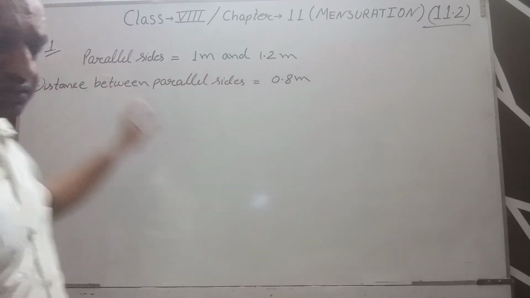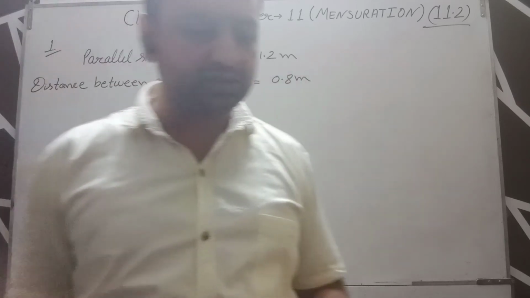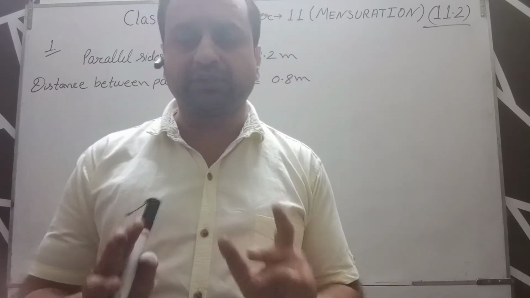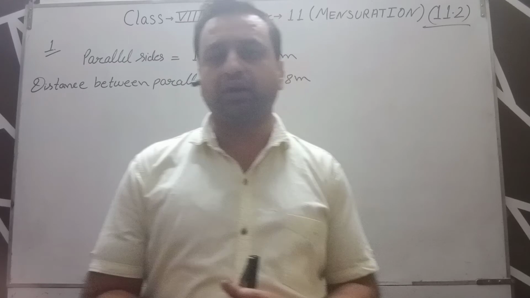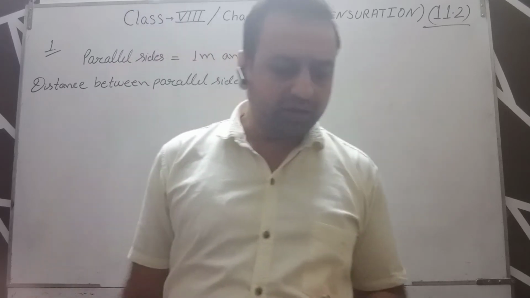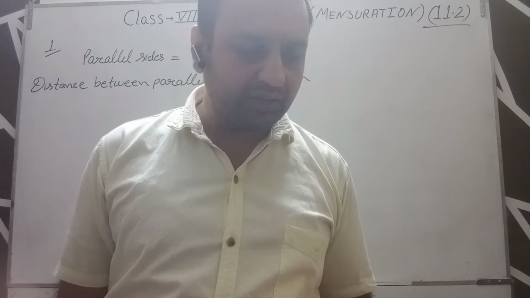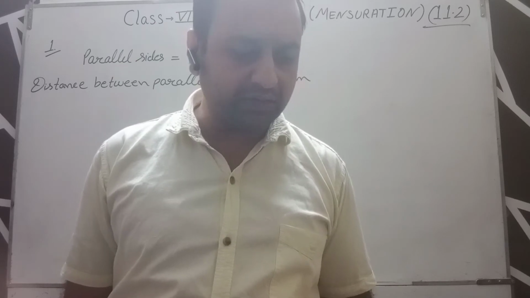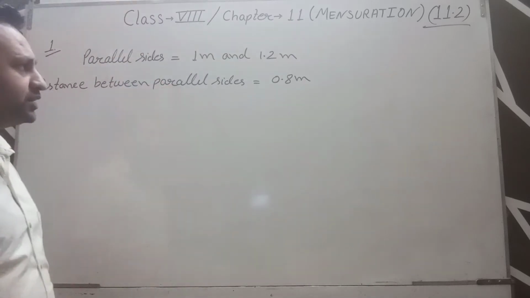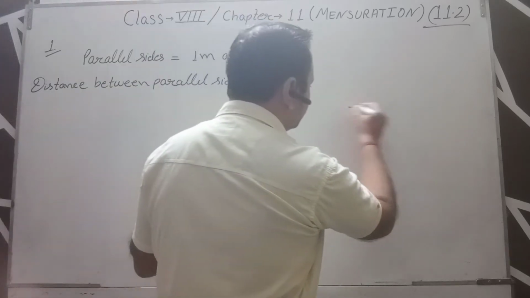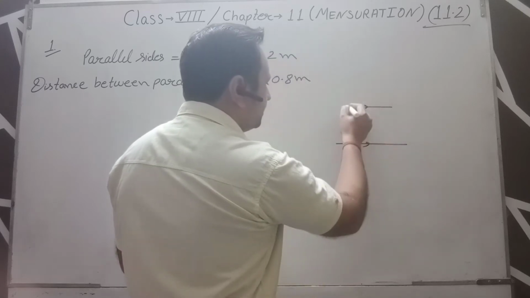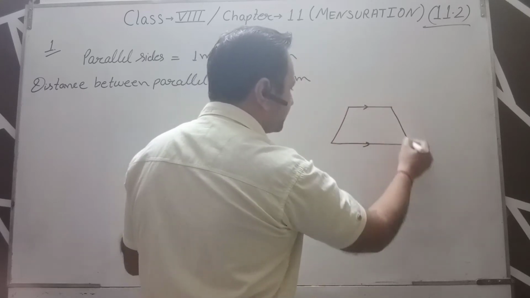11.2, first question. In the first question, it is given that the top surface of a table is in the shape of a trapezium. A trapezium is a type of quadrilateral in which one pair of opposite sides is parallel, and it is given that its parallel sides are 1 meter and 1.2 meter. These are the two parallel sides, and so it is the shape of a trapezium.